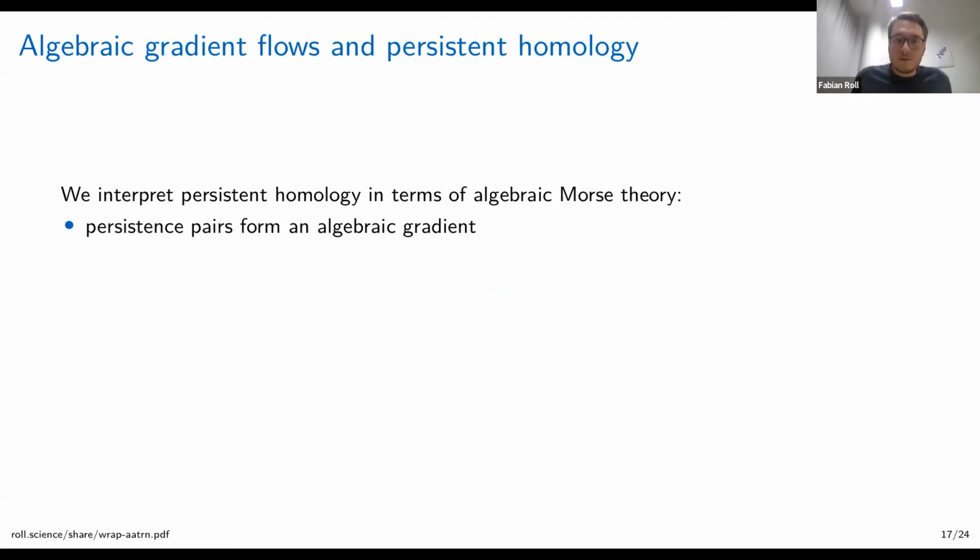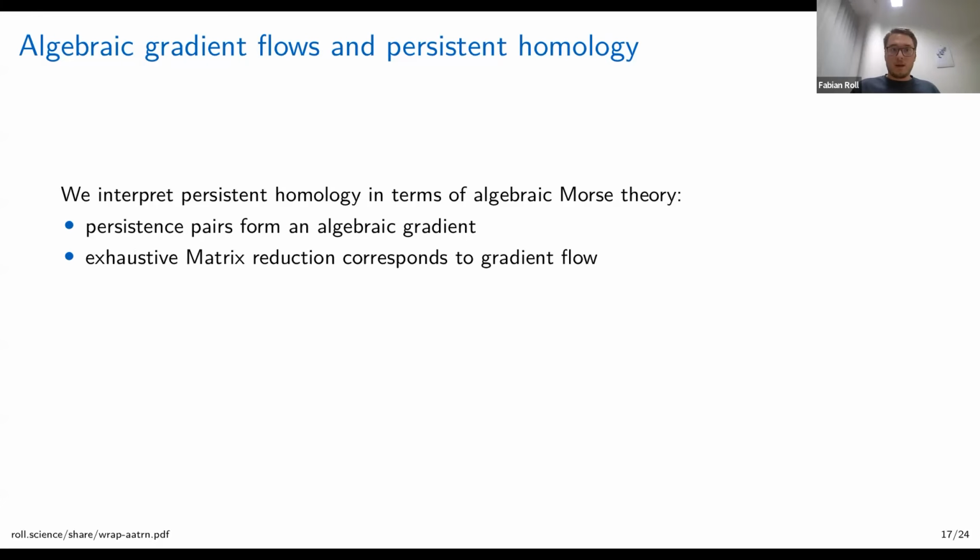Okay, so now I can tell you about our contributions connecting persistence and discrete Morse theory, or some of the contributions. First of all, we interpret persistence in terms of algebraic Morse theory, meaning we show how all of the persistence pairs form an algebraic gradient. Then we also show how the exhaustive matrix reduction corresponds to gradient flows, which is to say, we are making precise this movie I showed you before.